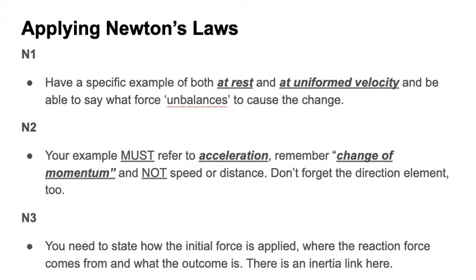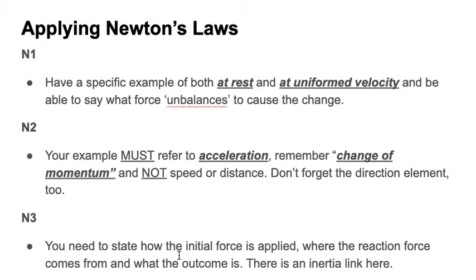If we look at application of those, as I've said, we need an application example of both at rest and uniform velocity, and also try to say what forces become unbalanced. So like a penalty, the ball is on the spot until the muscular force from the foot kicks it to make it move. With Newton 2, you must refer to acceleration and the change of momentum, but also don't forget the direction element. So again, going back to that penalty shot in football, when the force is applied, the acceleration is proportional to the force that's applied to it, and it will take place in the direction that is hit. So hopefully for the football player, it will go towards the goal.